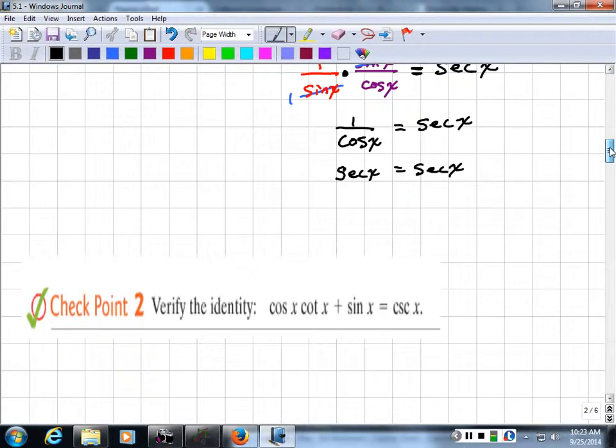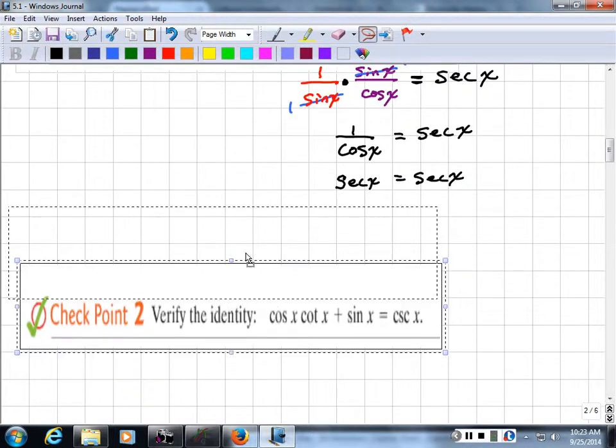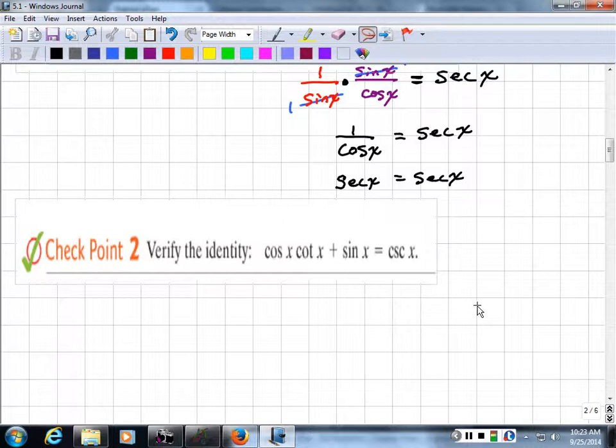All right, so let's look at another one. I want to verify this identity. The cosecant of x times the cotangent of x plus the sine of x equals the cosecant of x. Now here's kind of a hint. Which do you think will be easier to transform? The left side or the right side?